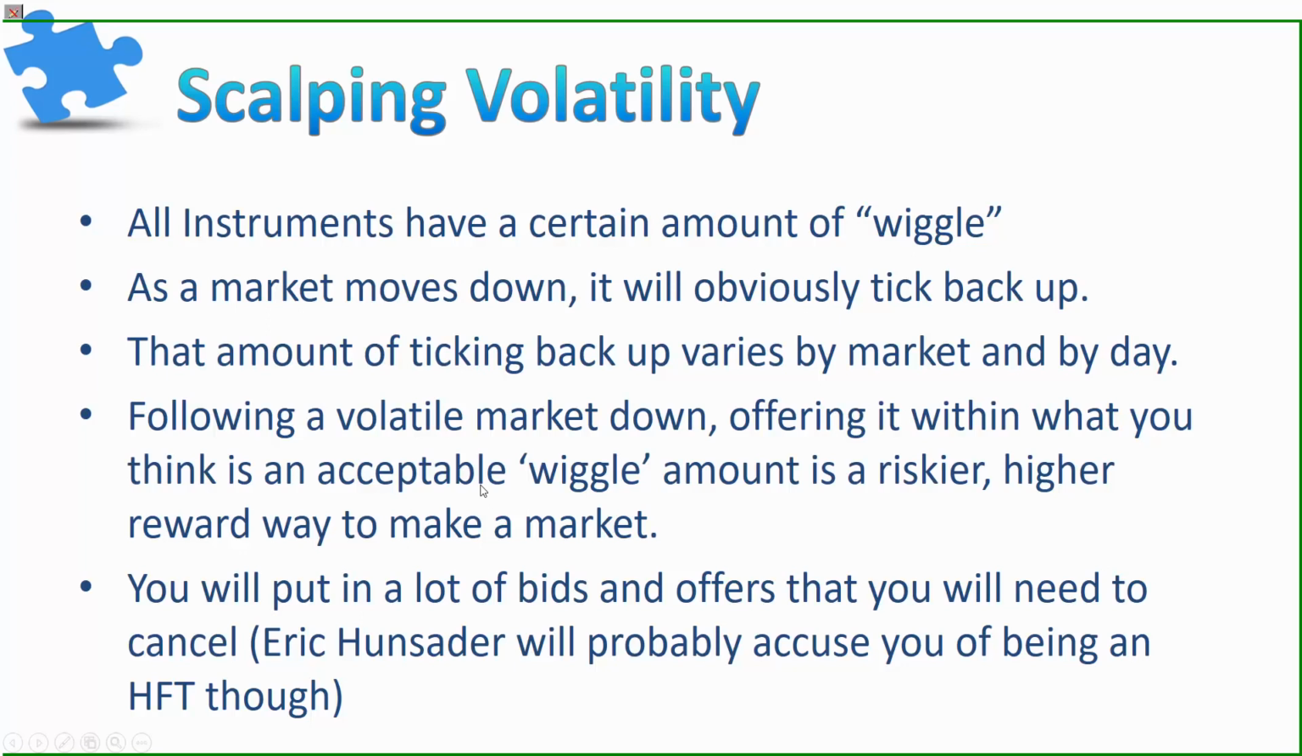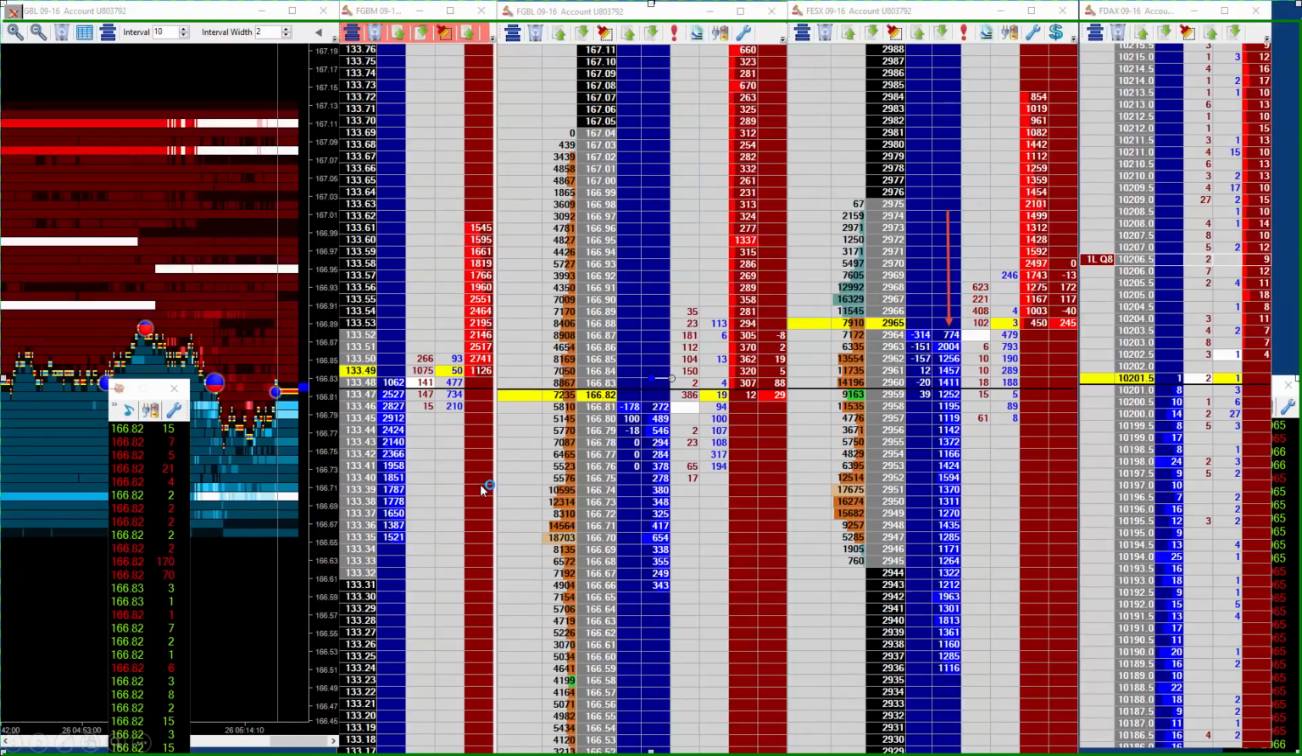So what we're going to look at is taking advantage of a counter trend spike in an intraday trend. Okay, although you can trade volatility in range bound markets too. We're just not going to go over that today. Now, if you trade this way well, you will end up putting in a lot of bids and offers, and the market will move away without filling them. And that is just the nature of scalping in general.